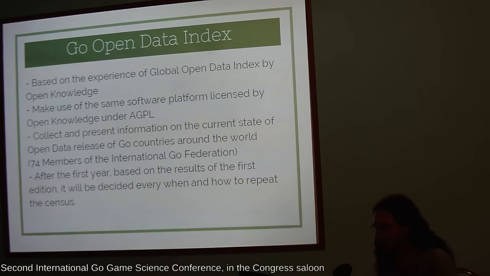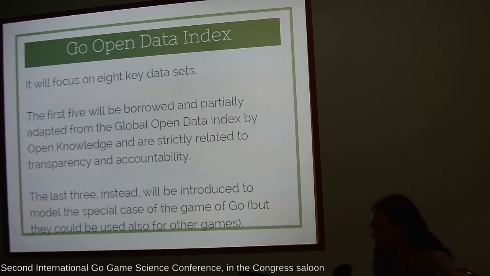So here is the proposal for the Go Open Data Index. It's mainly based on the work already done for the Global Open Data Index. It will use the same software platform, which is free software, so we can use it. And the website will be almost the same. And the goal is to collect the data of all the IGF members, 74 countries. And of course, the first year we will see the result, and then we will decide how to go on.